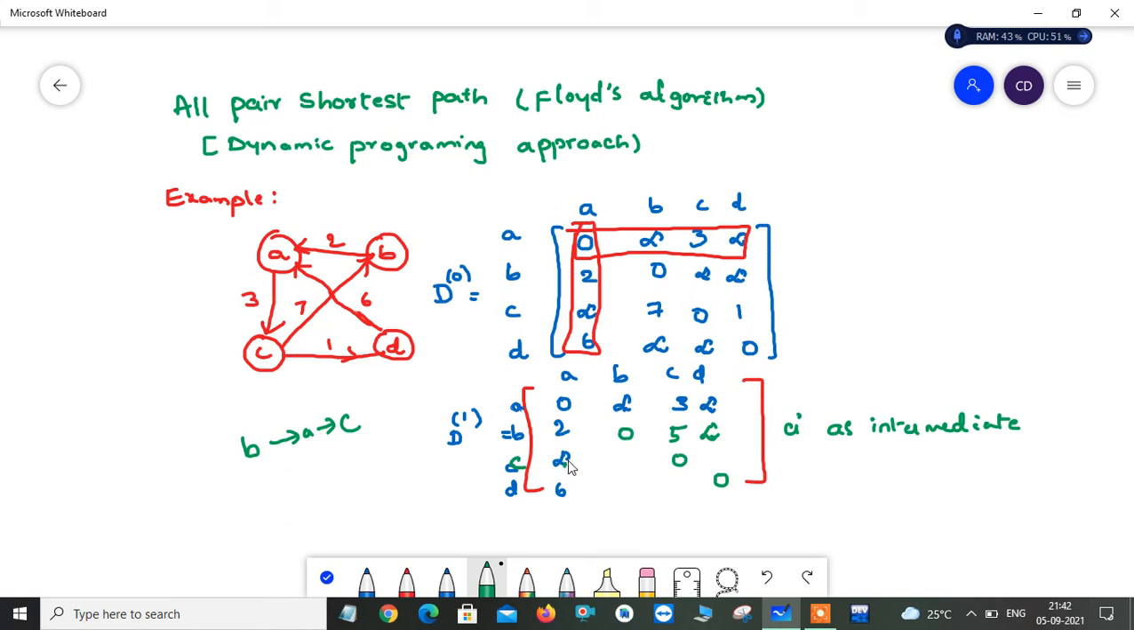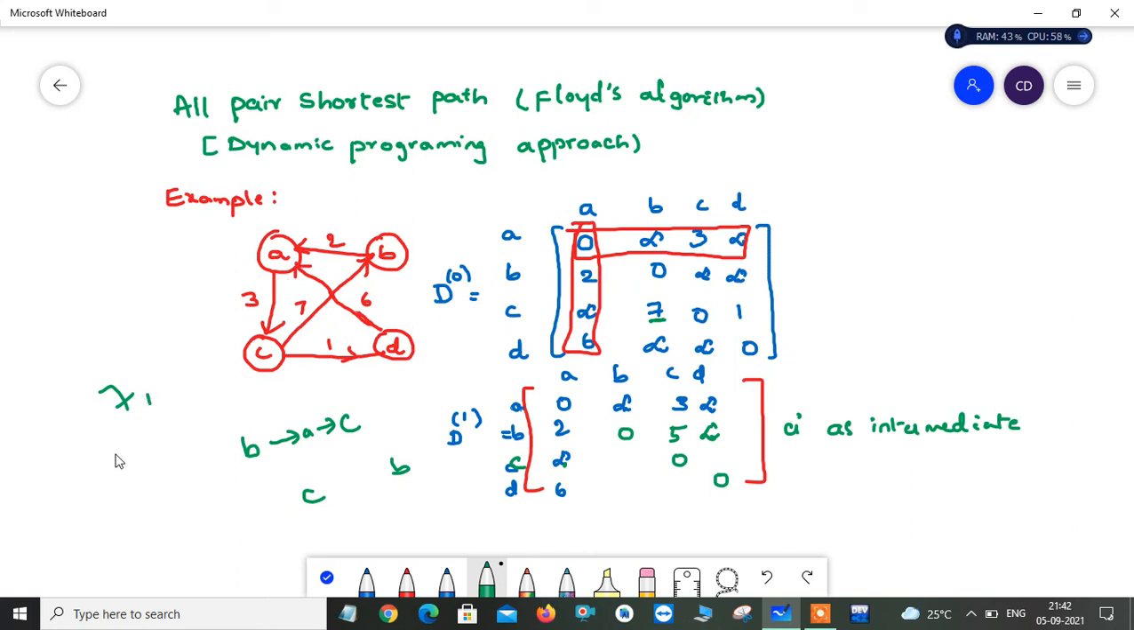So directly we didn't have any path. Now from C to B, I'll try to reach from A. So this is my C and this is my B. Now I have a direct path from C to B with weight 7. And then I am trying to find if there is any other path from C to B with A as an intermediate. Now I am finding I didn't have any path from A.